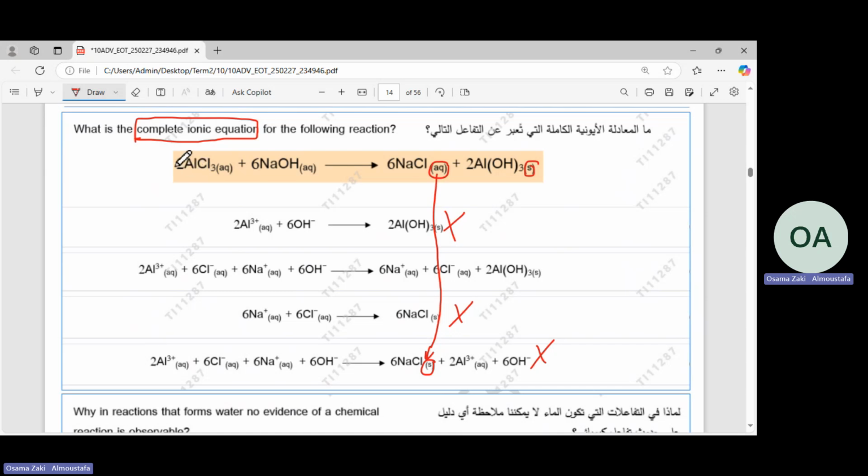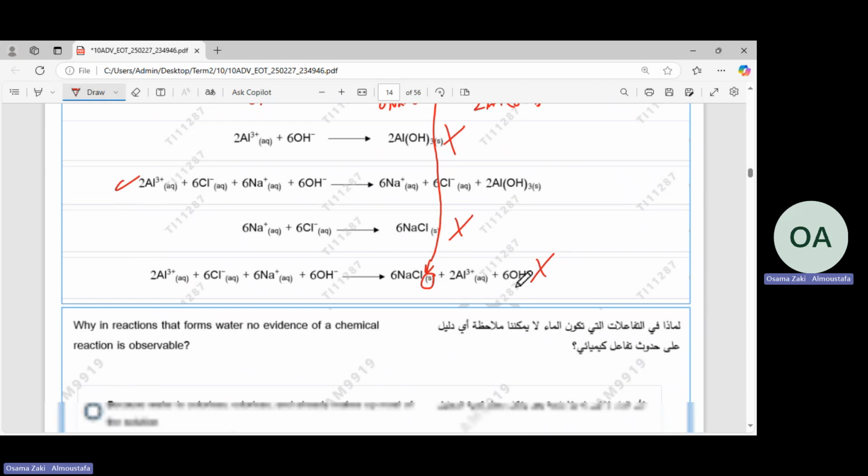Here, 2Al plus 2 times 3, we have 6Cl. Okay. What do we have here? 6Na and 6OH. What do we have here? 6Na and 6Cl. This is solid. We don't break it down. So Al(OH)3. So this is the correct answer. You can double check here: 2, 6, 6, 6, 6, 6, and this is not broken down.